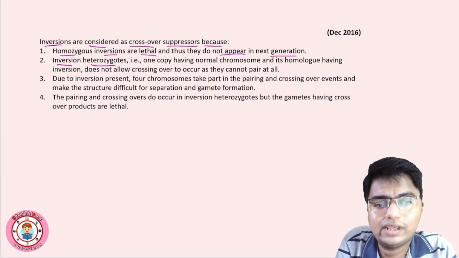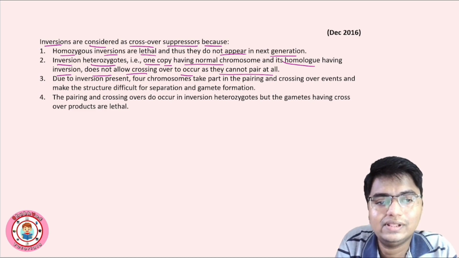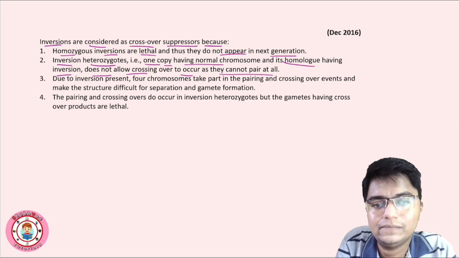Inversion heterozygotes, that is one copy having a normal chromosome and its homologue having inversion, do not allow crossing over to occur as they cannot pair at all. No, this is also wrong. Even in the heterozygous condition, crossing over occurs. Okay, crossing over does occur.